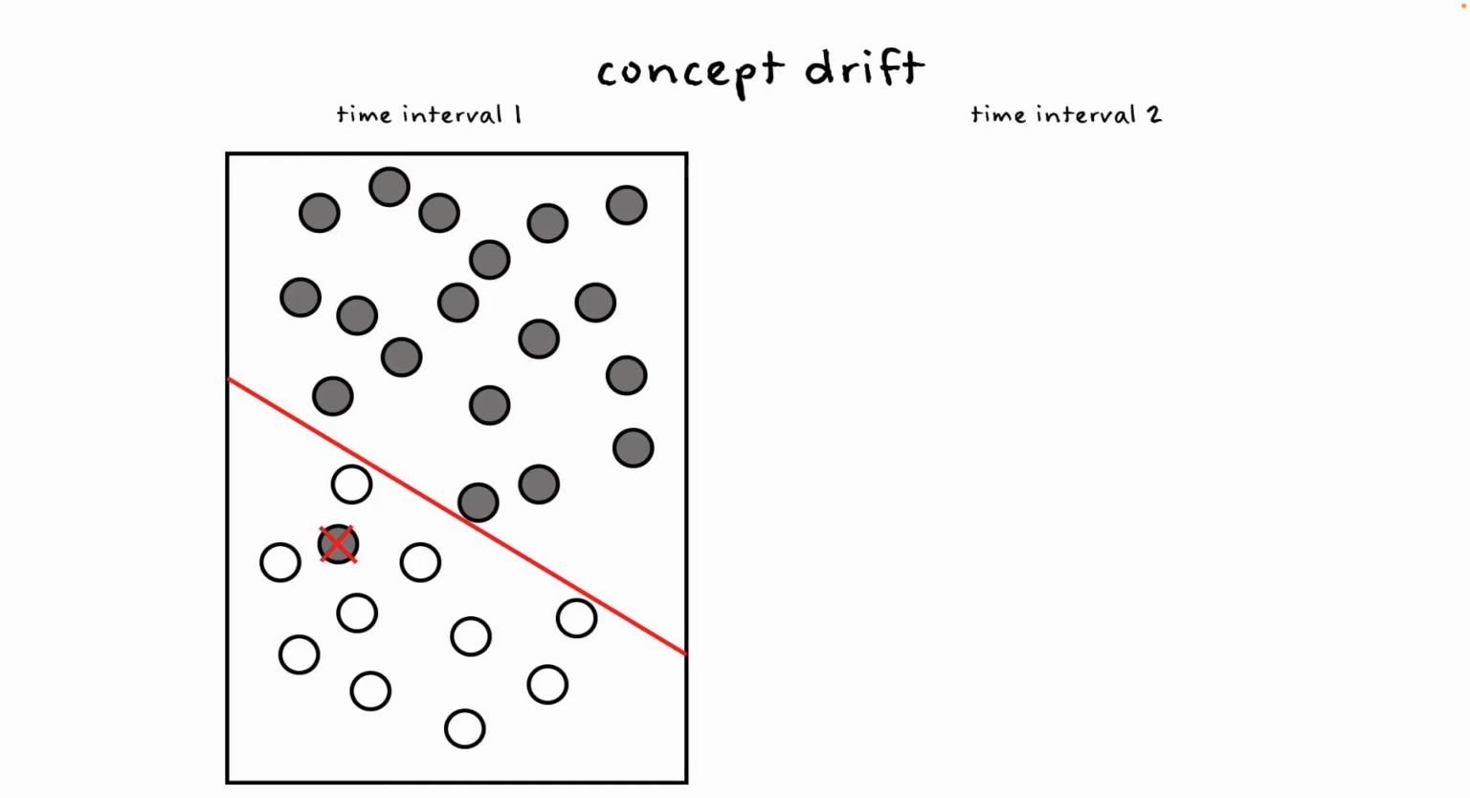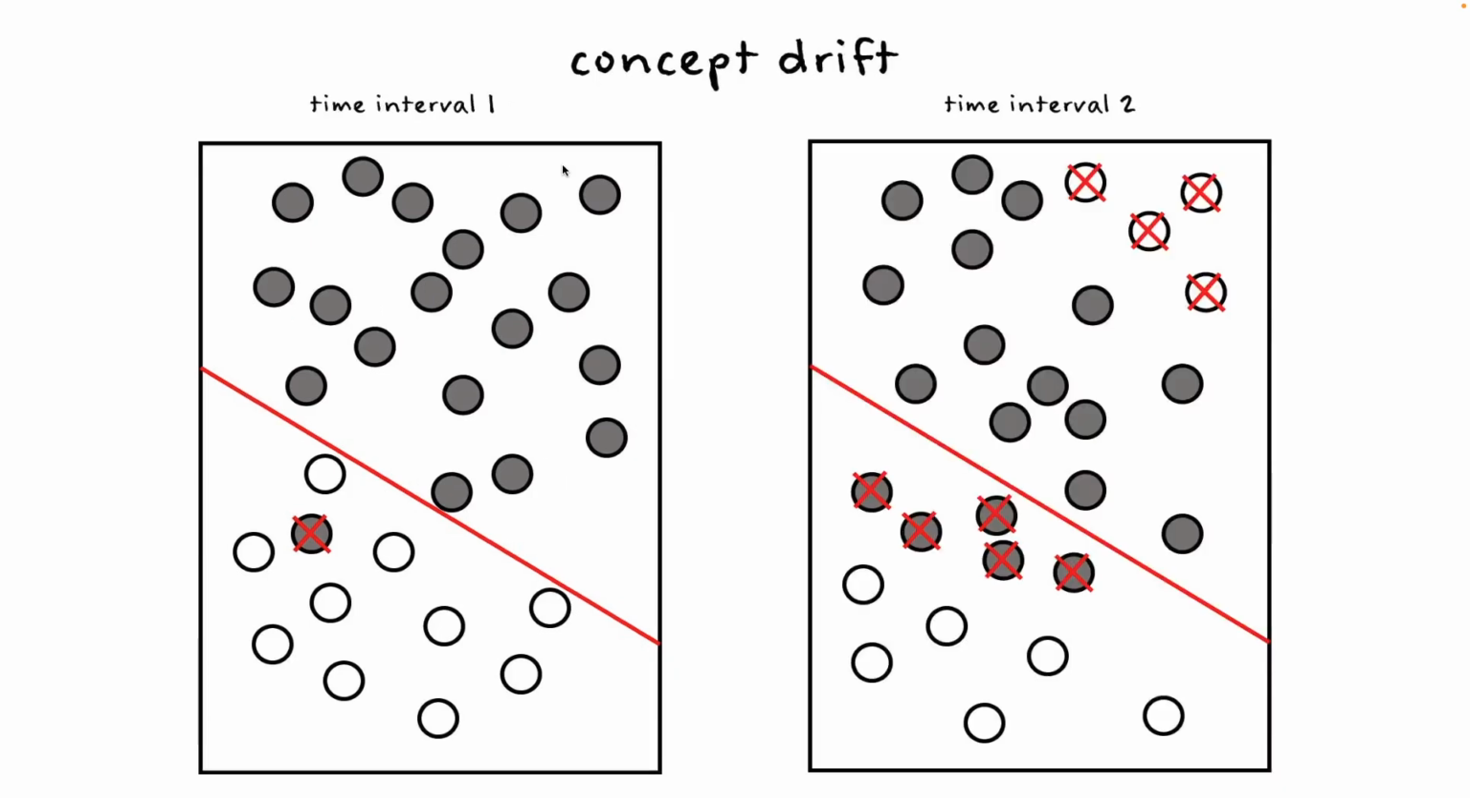So if we refer back to our population of circles, here we had a decision boundary that automates the classification of the color of a circle based on its location within the box. Here we can see the line works pretty well because most circles below the red line are white and all circles above the red line are grey. But in time interval 2, we can see this relationship no longer holds as we've got grey circles below and white circles above. This is defined as concept drift.